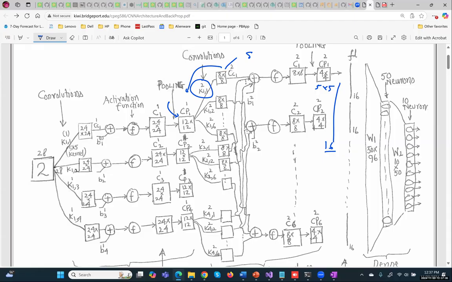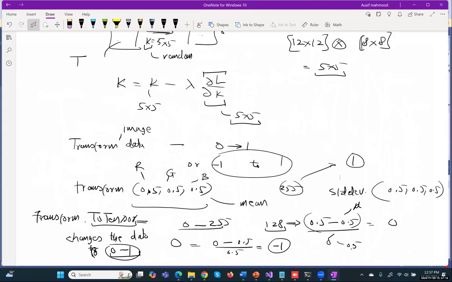5 by 5 is 25. 25 times 16 is what? 400? So 400 is the size of our latent space now, right? So if we go back, oops.